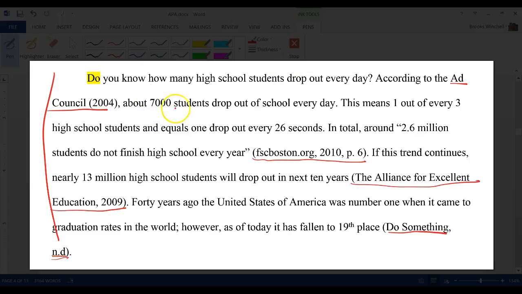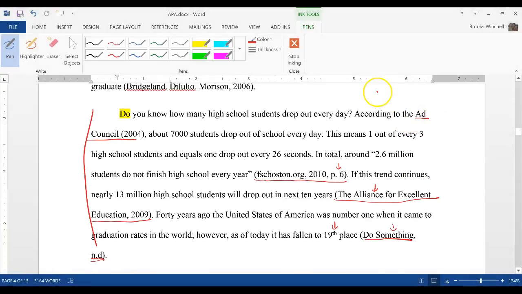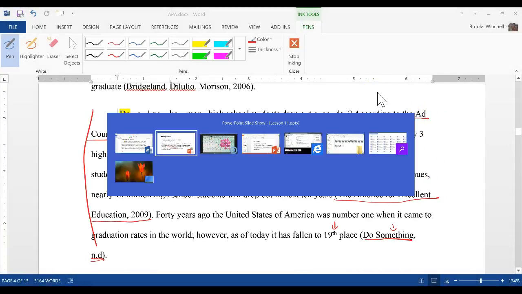So the first statistics, 7,000 students, 1 out of every 3 years, comes from the Ad Council 2004. 2.6 million do not finish every single year, comes from FCS Boston, and since it's a direct quote, she uses a page number. Here, 13 million high school students will drop out in 10 years, comes from here. And the United States has fallen to 19th place, comes from this source. So here's a good way of integrating your sources and making sure that you give appropriate credit to each of the sources with the in-text citations. But let's flip back to the PowerPoint now.